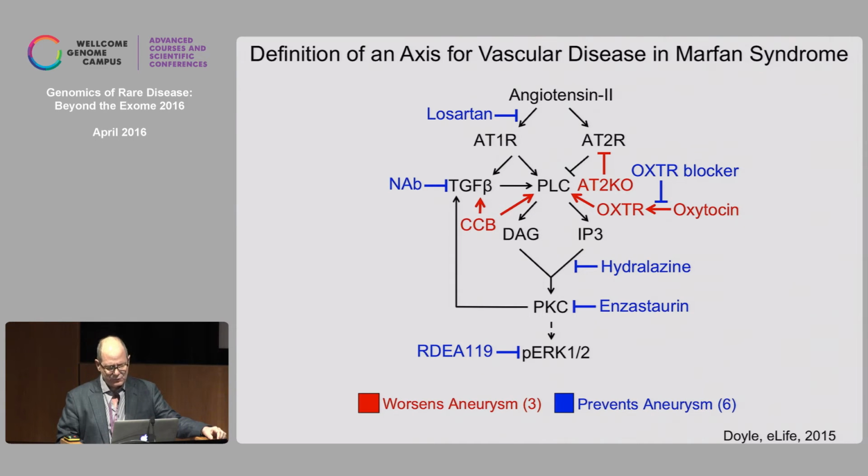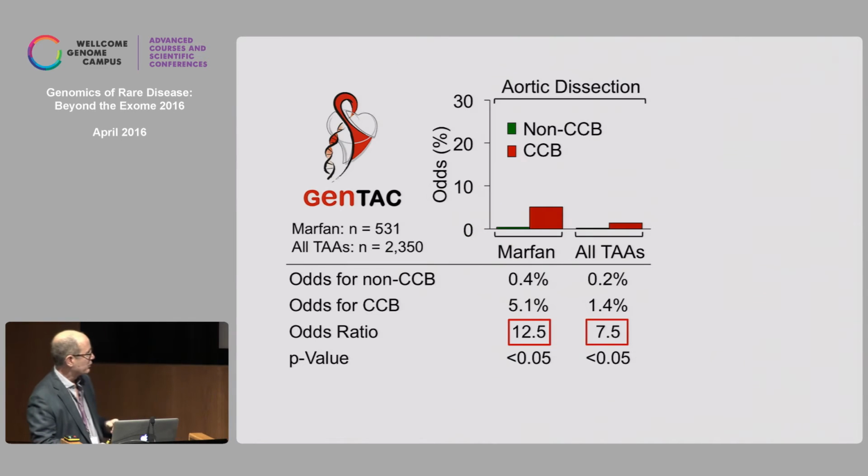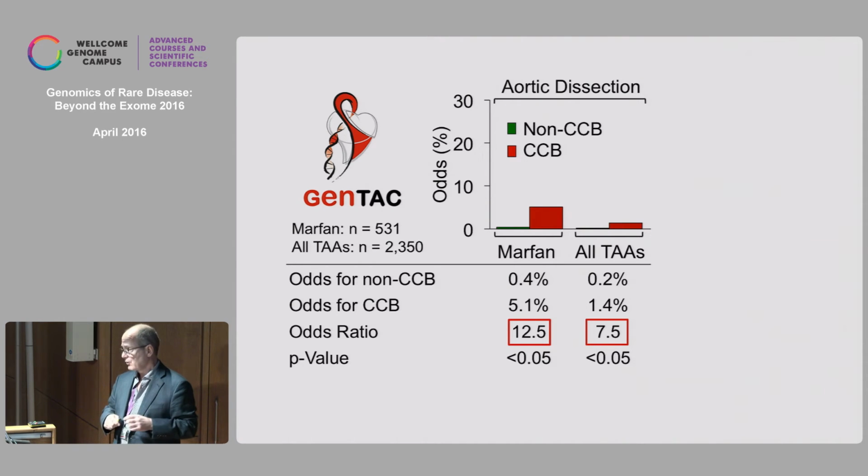So we're just beginning to try to address this issue, but we've partnered with a large registry called the GenTAC registry that's collecting clinical information on large numbers of patients with aortic aneurysm, including many patients with Marfan syndrome. And we asked if at the time of registration in the registry, someone was coded as taking a calcium channel blocker, did they have a higher risk of aortic dissection during the follow-up period as compared to individuals that were not taking calcium channel blockers? And we found that the odds ratio among people taking calcium channel blockers for aortic dissection was 12.5. And that also there was a higher risk of aortic dissection in other presentations of thoracic aortic aneurysm if calcium channel blockers were being used.